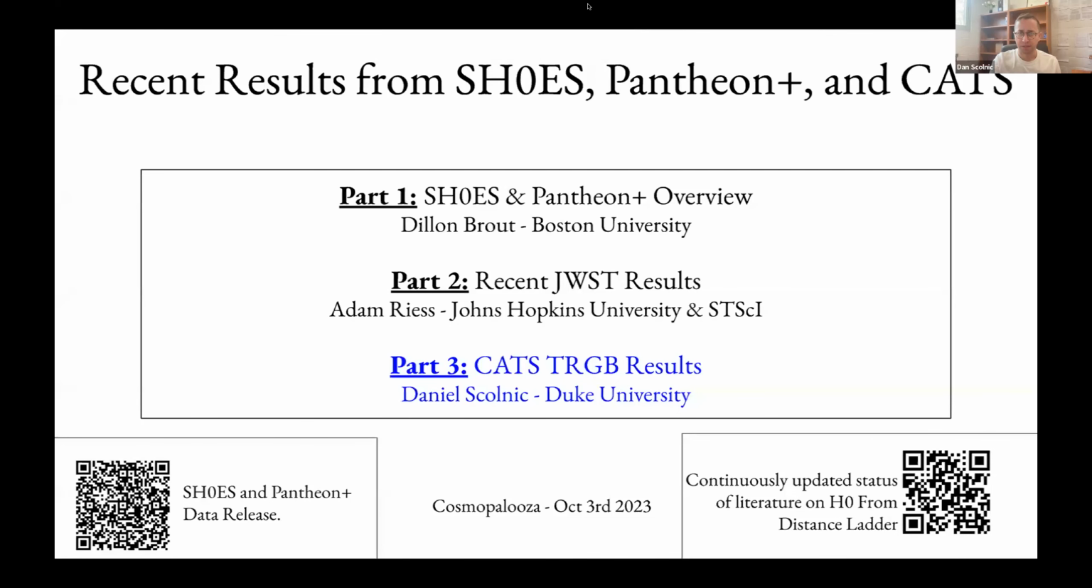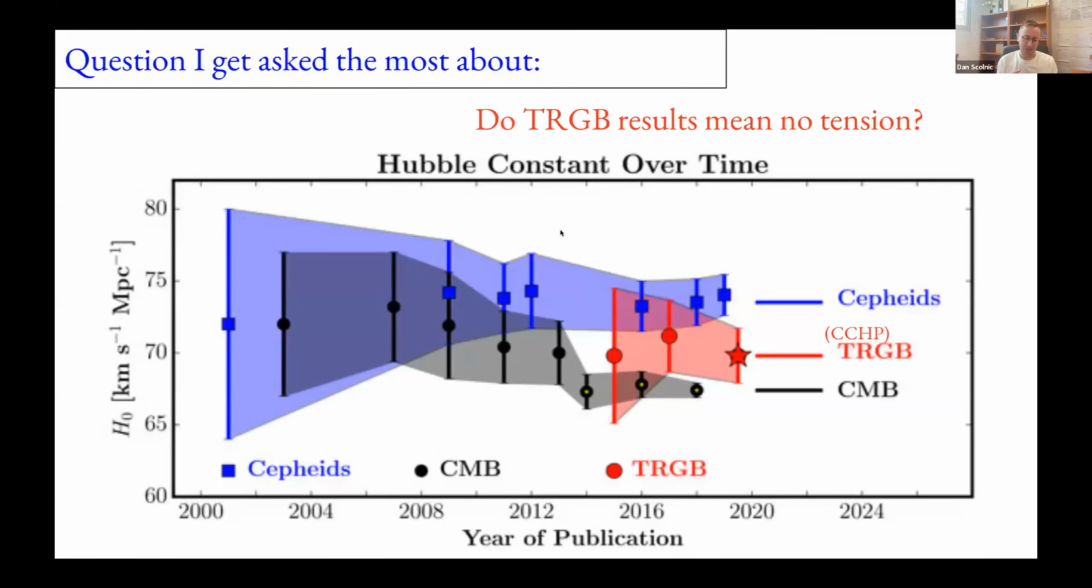Great. Thanks a lot, Adam and Dylan. So I'm going to do part 3 here. This can be a bit of a turn from the Pantheon+SH0ES work, but very related. We're going to talk about new work on tip of the red giant branch measurements from the CATS team, which I'll explain. Adam's last slide was a good segue to this.